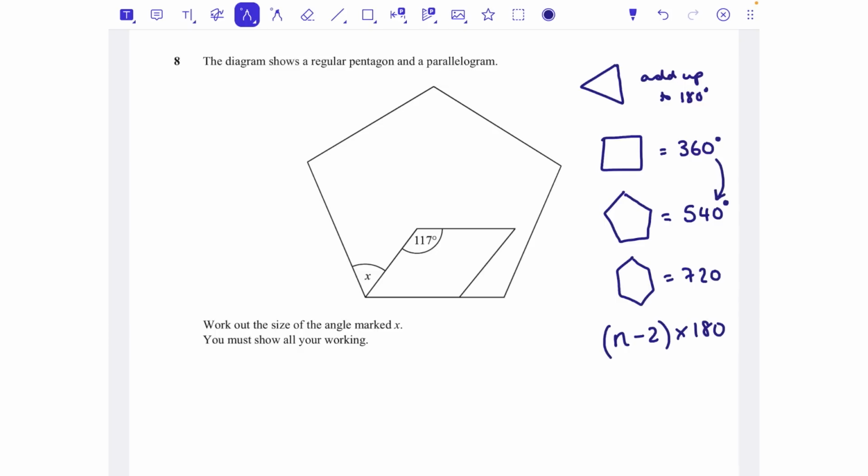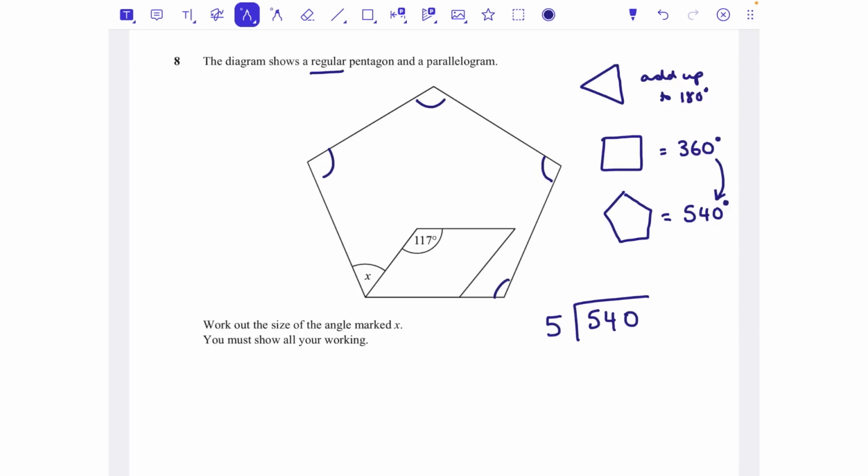Now the formula is the number of sides take away 2 times by 180, but I just know 180 bigger than 360 is 540, so for this question I'm happy to just say a pentagon, a 5-sided shape, adds up to 540 degrees. And because it's regular, we know that all of the angles inside the pentagon are the same. So I'm going to do 540 divided by 5 to find out how big each of these angles are around the outside, including this one here.